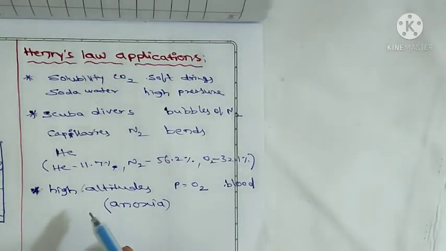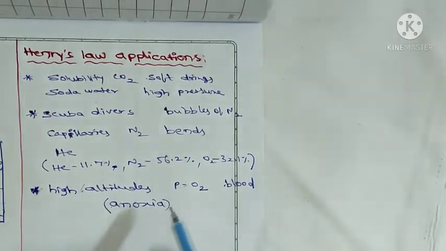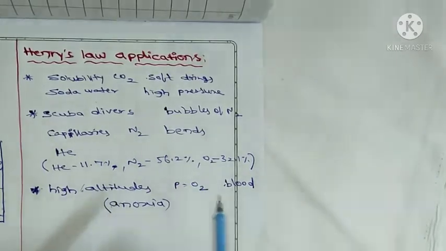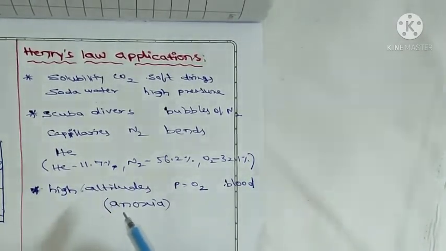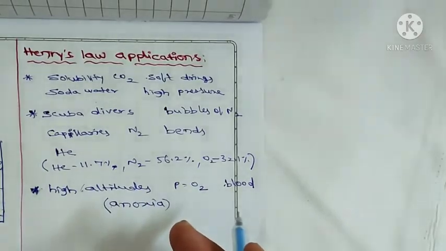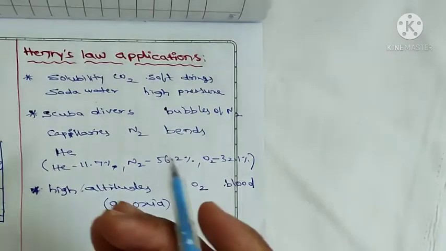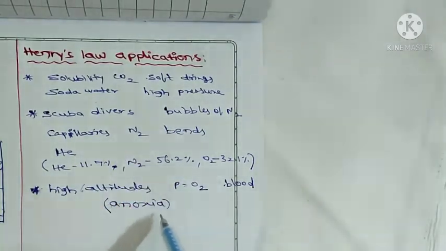So at high altitude, meaning in hill stations, the partial pressure of O2 is less than that at the ground level. So this leads to low concentration of O2 in the blood. So low blood oxygen causes climbers to become weak and unable to think clearly. So the behavior of being unable to think clearly is called anoxia.